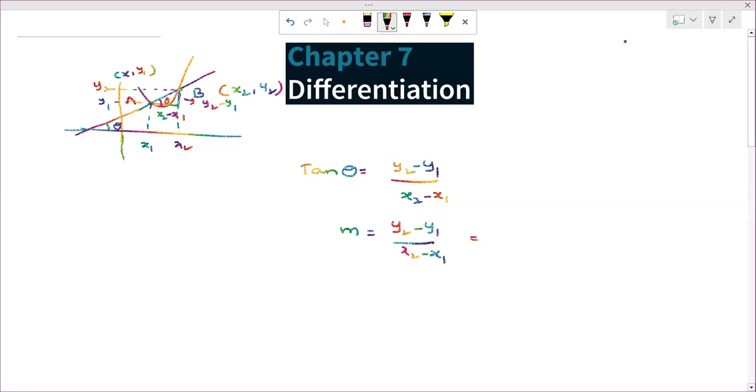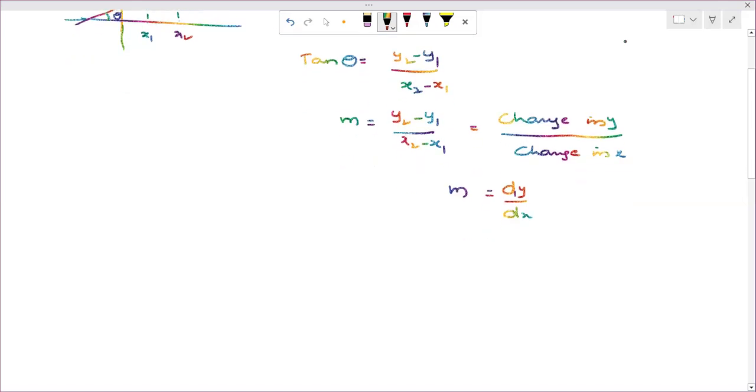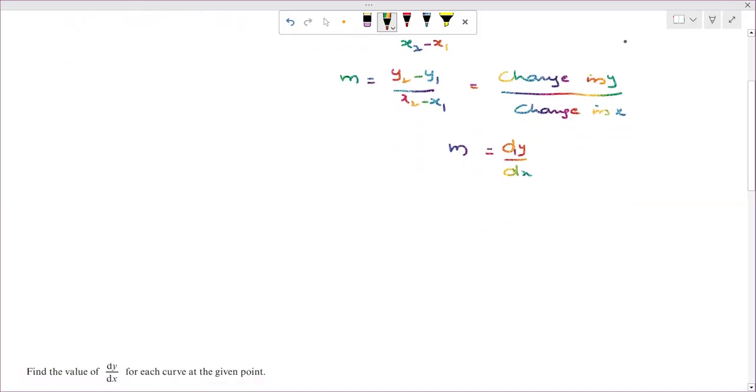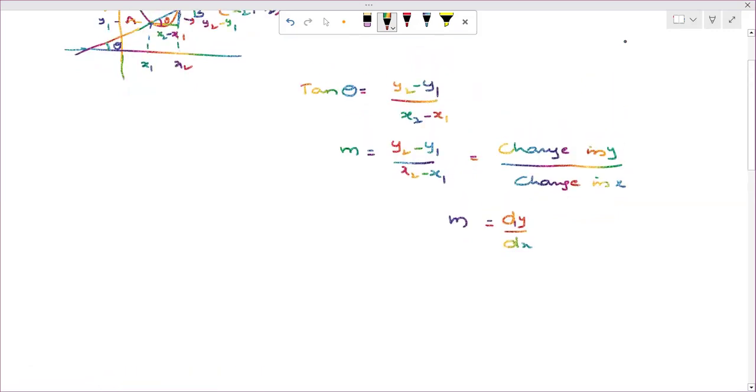It's nothing but the change in y by the change in x, the difference in y by the difference in x. So the gradient of a given curve at a particular point is dy by dx. If two lines are parallel, the gradients will be the same. If two lines are perpendicular, the product of the two gradients will be minus 1. That you know very well.